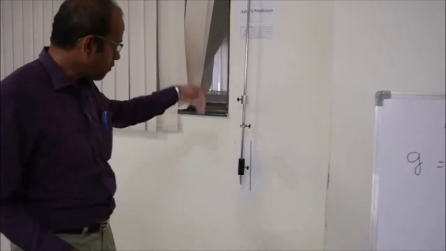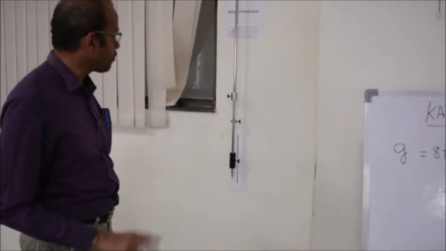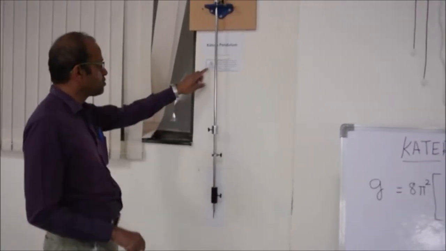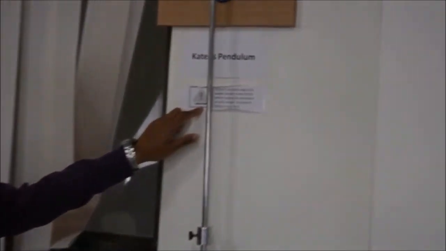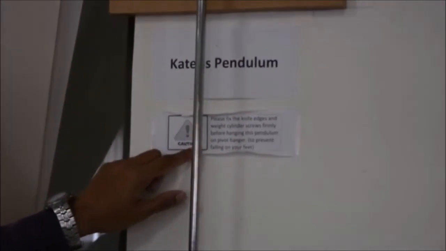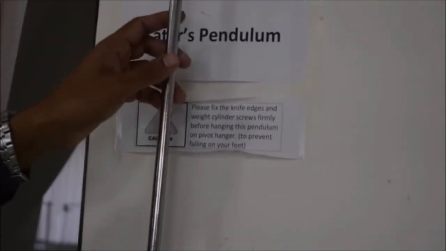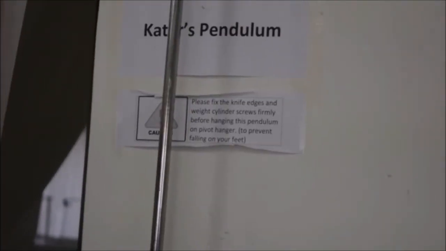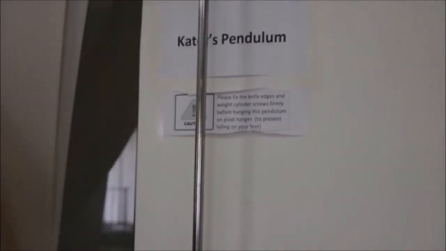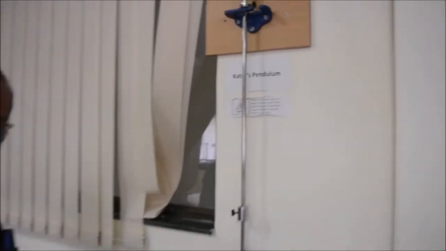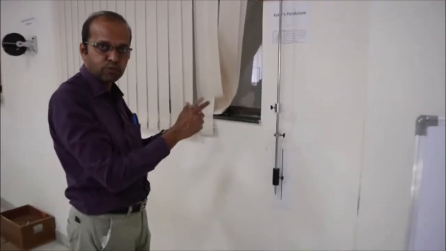So obviously this is a very difficult experiment for two reasons. One is, as you see here, there is a caution. You have to be very careful while fixing the knife edges. Make sure that it doesn't slip out. This is a very heavy rod and you can even get injured. So don't get very close to the pendulum. Stay away from the pendulum while making adjustments. That is point number one.